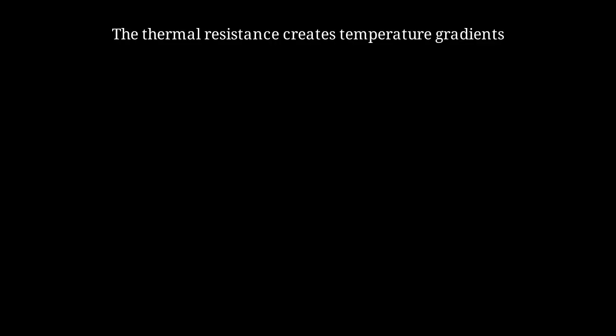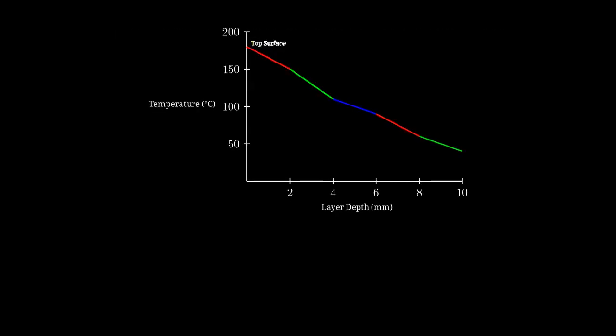The cheese layer, with lowest conductivity, acts as an insulating barrier. This graph shows temperature as a function of depth. Notice the steeper gradients in cheese layers due to lower thermal conductivity. The temperature decreases from 180 degrees at the surface to approximately 60 degrees at the bottom initially.